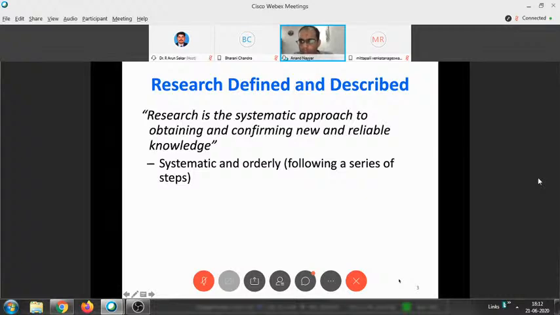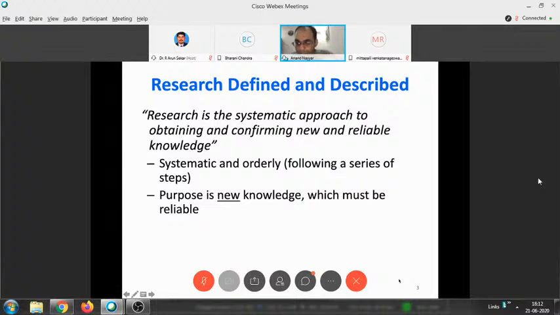So we have to go for an orderly series of steps. We have to find the purpose. What is the purpose? Purpose means new knowledge. Why are you doing the research? So purpose leads to your objectives, and that should always be new. Prove yourself that, okay, sir, I am doing this thing better. Why are you doing this thing better? Because you put in the research that, okay, these are the things that are not accurate, and I will make these things better. So that will be your foundation statement.